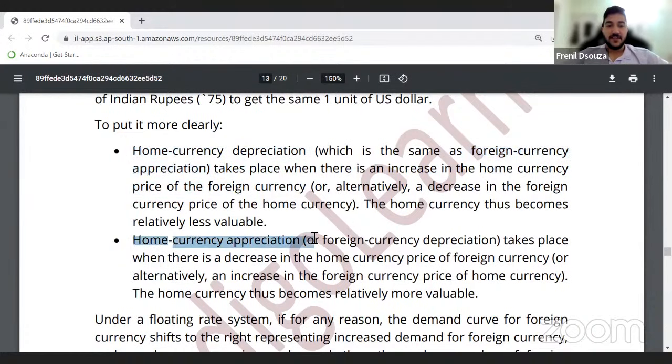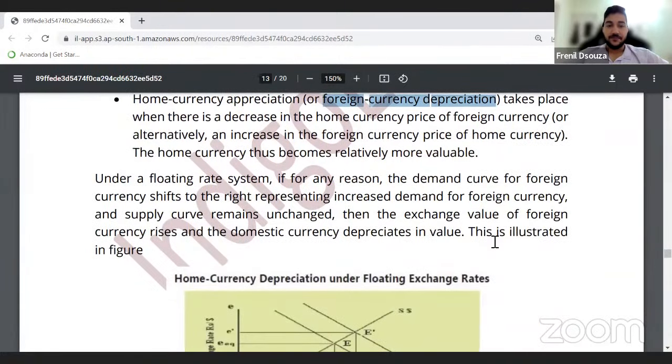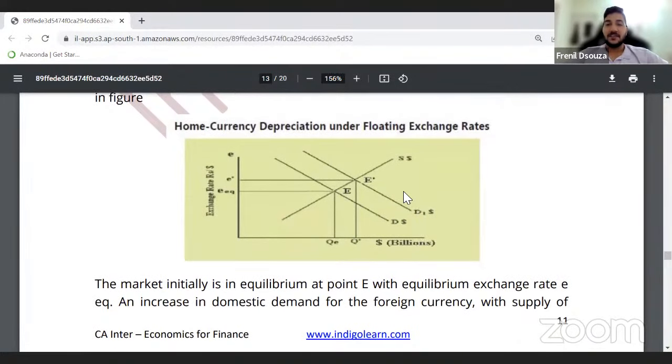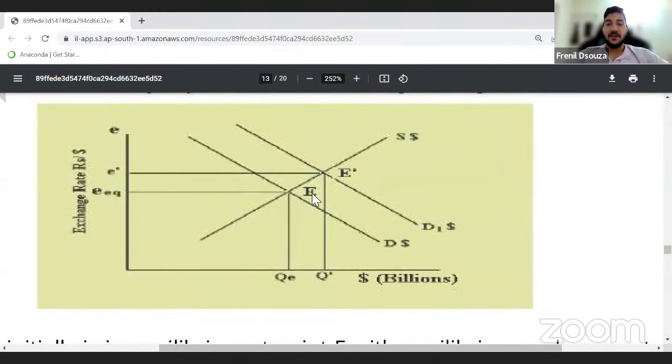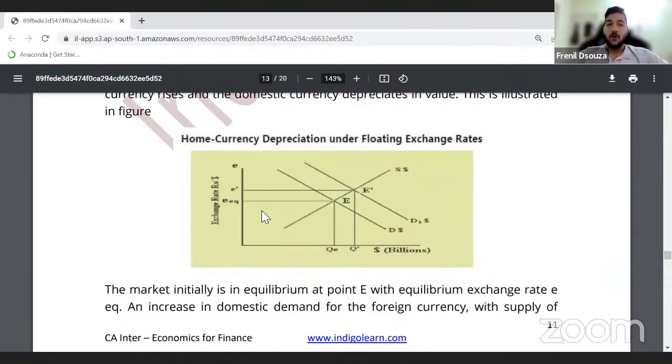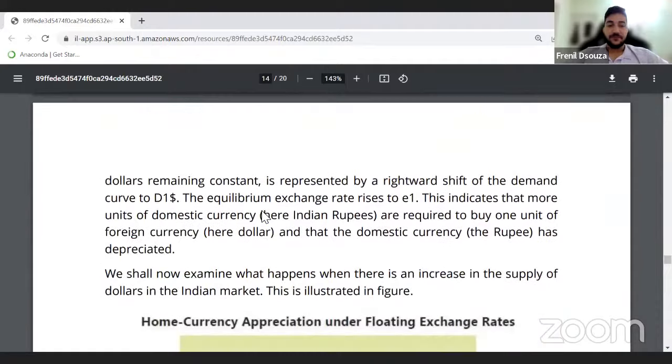And home currency appreciation, which is same as foreign currency depreciation, right? And we have given over here how the home currency depreciates. Of course, home currency depreciates because the demand for the foreign currency is more, right? So what happened? Demand curve is over here. First it was D, then the demand went up and became D1, and the new equilibrium was here in E1, and with that what will happen? The price increased. So this is what happens in home currency depreciation.